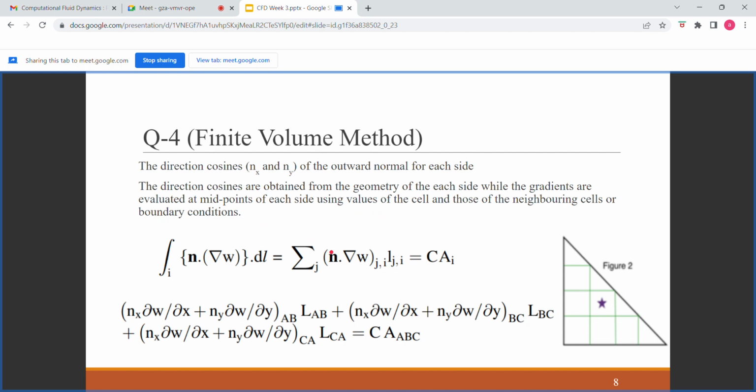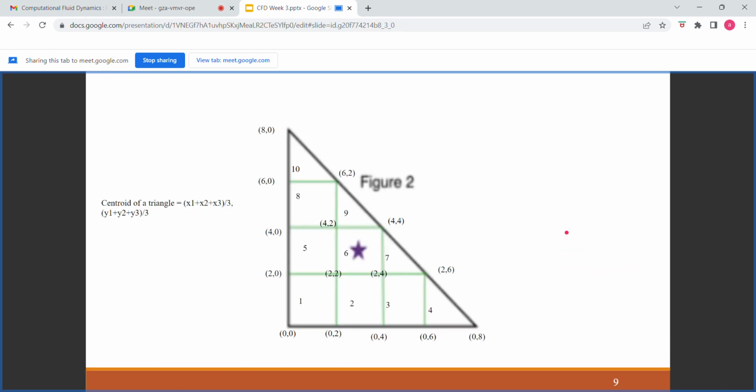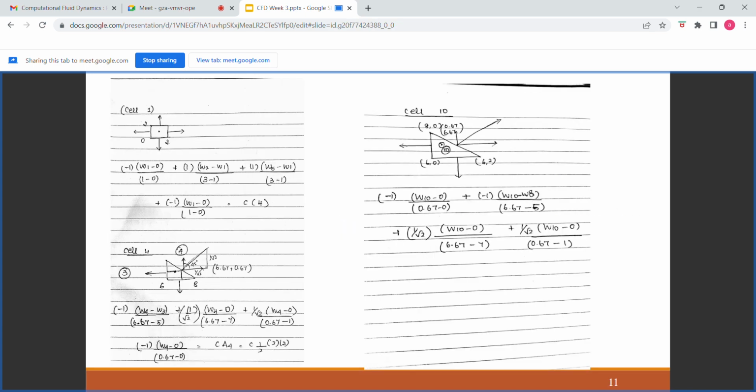This is what we have seen, where we evaluated the gradient, that is dou w by dou x or dou w by dou y, by taking the values from the cells at the midpoints of each side, using the values from the cell and the neighboring cells, or the cell and the boundary conditions, that is the walls we have used. So using the finite volume approach we can solve these.